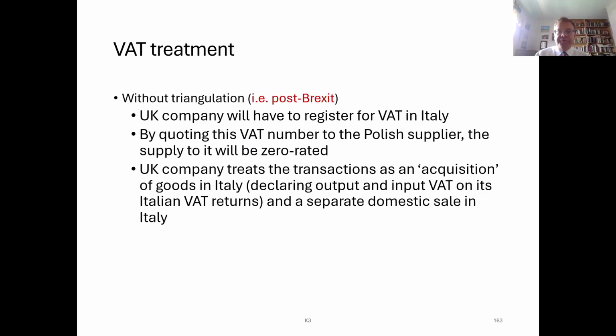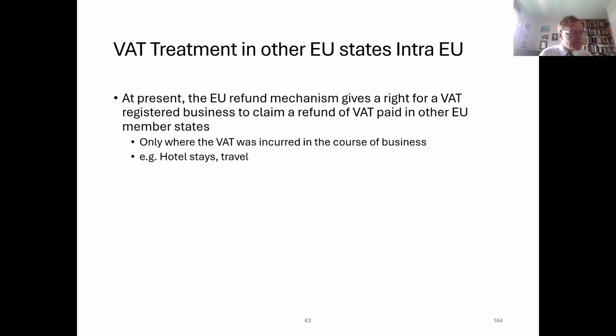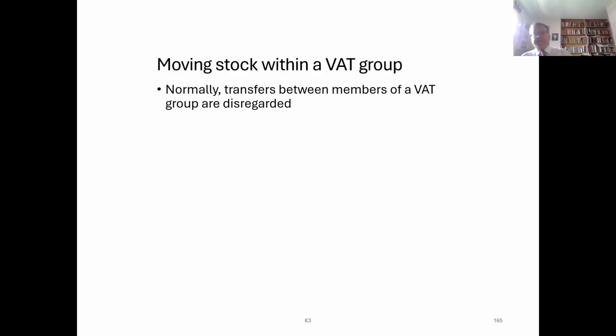In terms of VAT treatment in other EU states, where they are still within the EU, the EU refund mechanism gives a right for a VAT registered business to claim a refund of VAT paid in the other EU member states, only where the VAT was incurred in the course of business, so hotel stays and travel. Also, normally, transfers within members of a VAT group, where you're moving stock within a VAT group, would be disregarded.